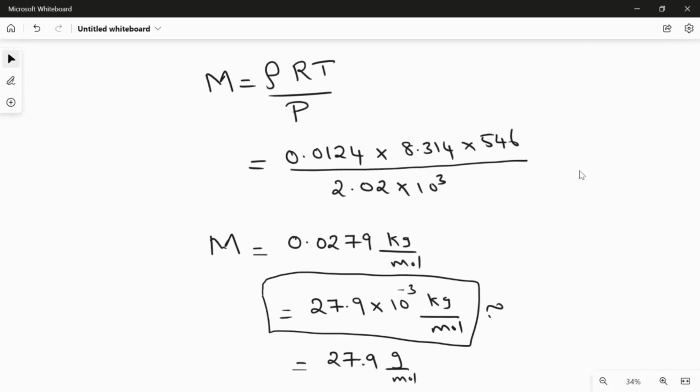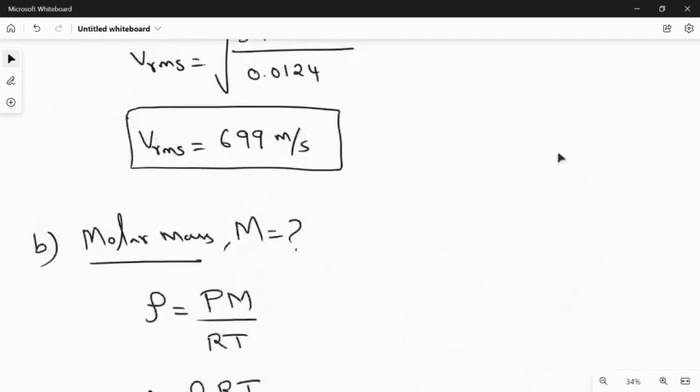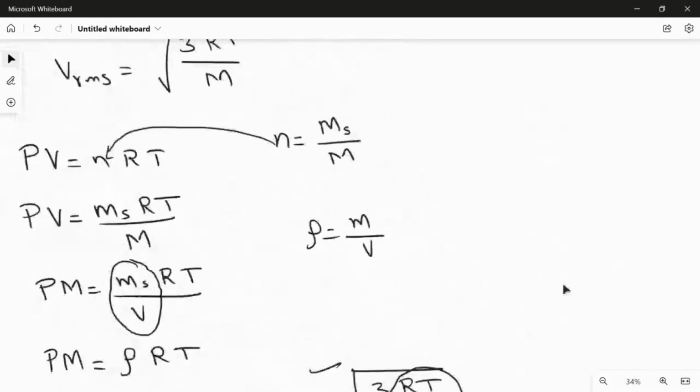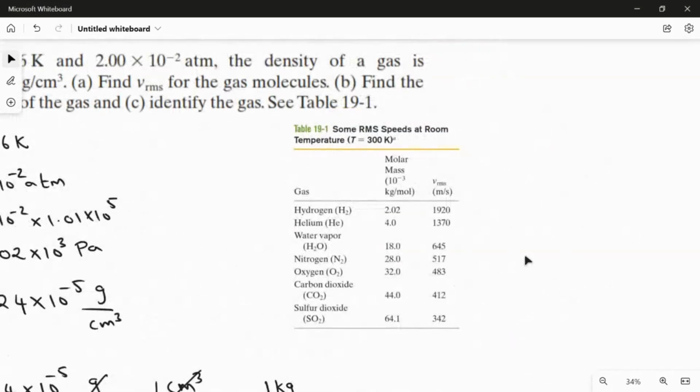Okay, so what answer did we get? 27.9. Better we can just round this value. If we round this value, we get 28 multiplied by 10 power minus 3 kilogram per mole. Now I'm going to compare this answer with the table. Let's go back to the table. I already pasted the table here. So here you have to see 28. We have the answer. Am I right? In the second part, we got the answer as 28 multiplied by 10 power minus 3 kilogram per mole.